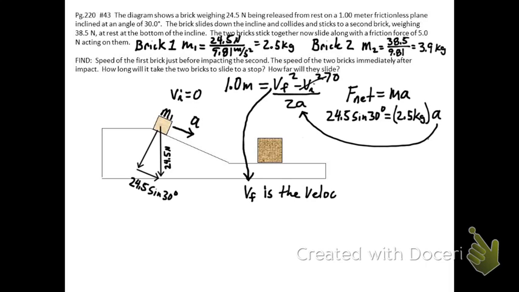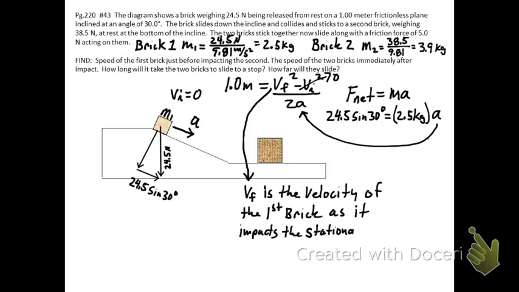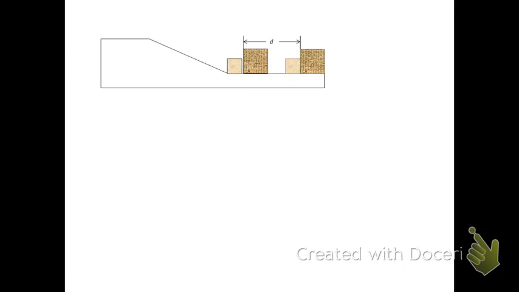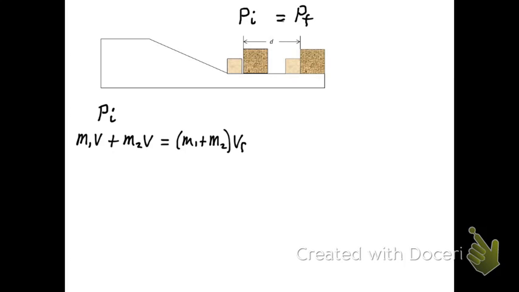All right, this V final is the velocity that the first brick, the little brick, has when it reaches the bottom of the incline and impacts the larger brick that is stationary. So its V final becomes a V initial right before impact. And that's the second part of this problem: it's now a conservation of momentum problem. We have the two bricks, they impact, stick together, and then move away.